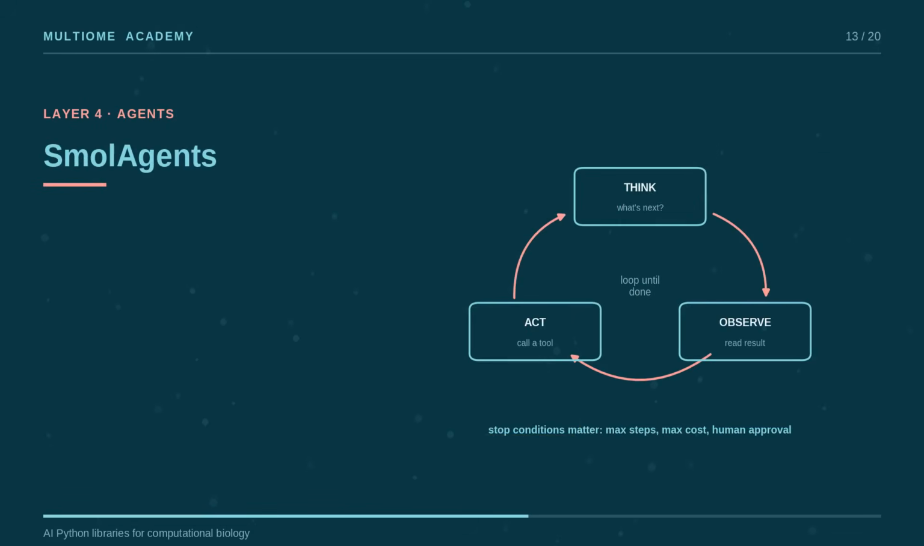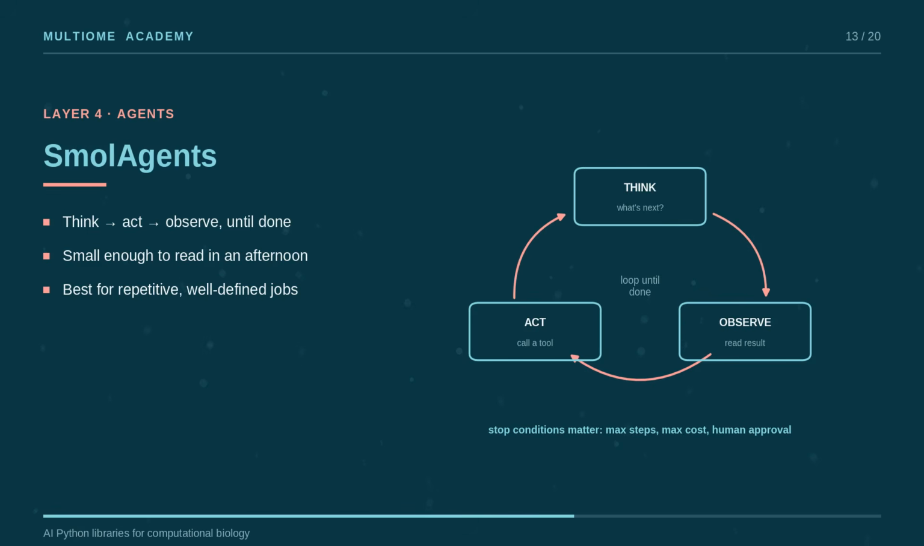Small agents is the minimal version of that loop. Think, act, observe, repeat, until the task is finished. It is deliberately small. It's a few hundred lines of concepts rather than a framework you have to commit to. Use it for the repetitive jobs you keep doing by hand. Validating sample sheets, checking that every FASTQ has a matching row in your metadata, or regenerating the same figure across 10 datasets. And always set stop conditions, maximum steps, maximum costs, and where relevant, human approval.